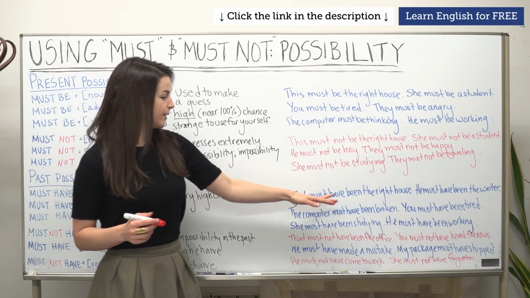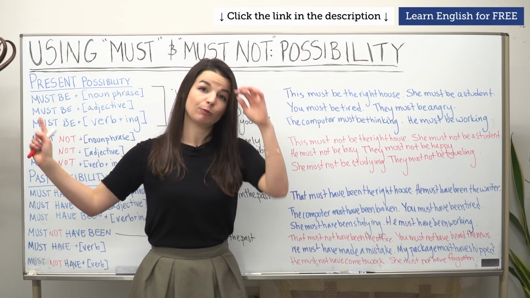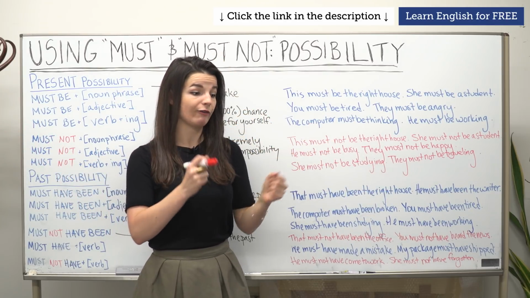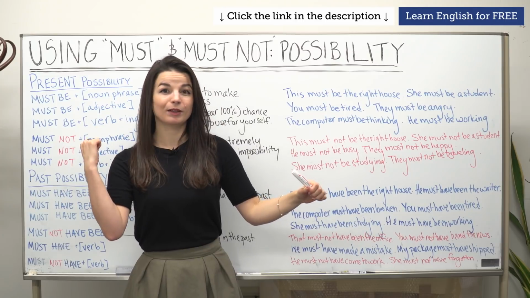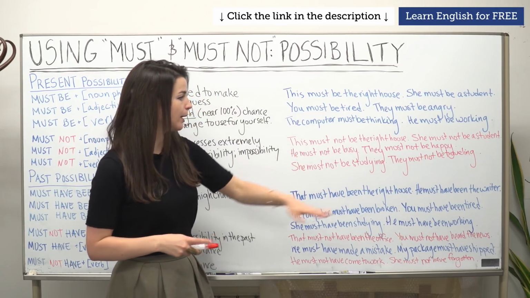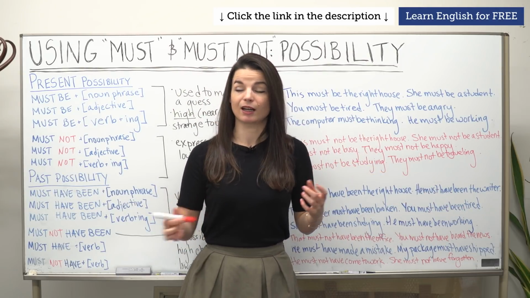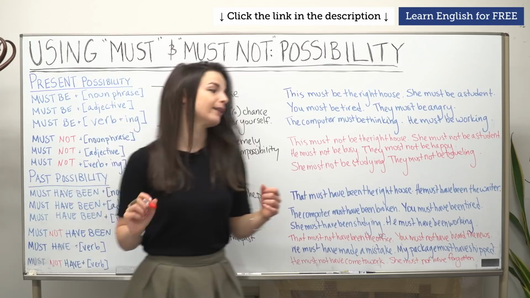For positive statements, that must have been the right house in the past. That must have been the right house. For example, you drive past the correct place, you can remark, oh, that must have been the right house. Another one, he must have been the waiter. He must have been the waiter. Maybe I made a mistake. Oh, he must have been the waiter, for example.